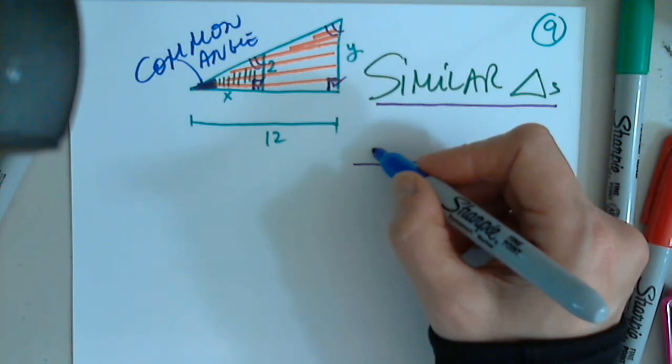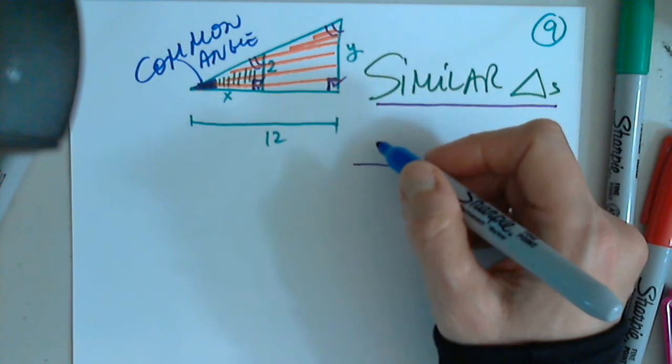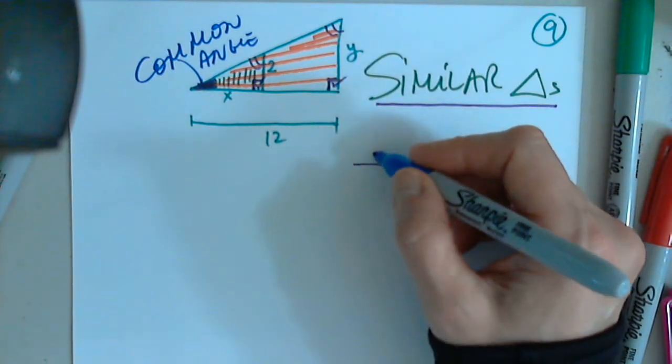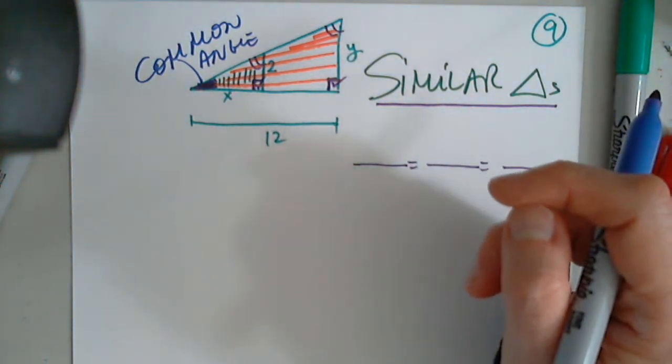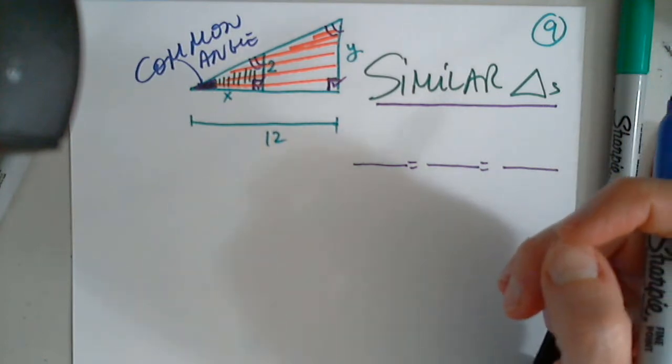Anyone? Anyone who hasn't said anything yet today? Trey? 90 minus the angle that you get. Say it again, Oscar. 90 minus the angle that you get.